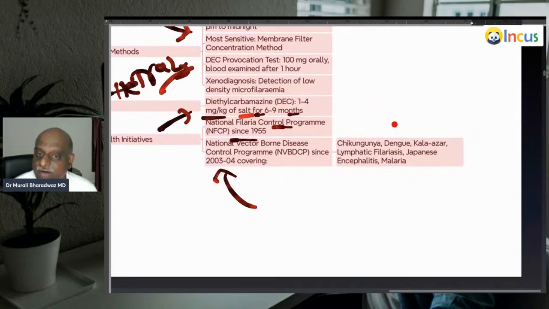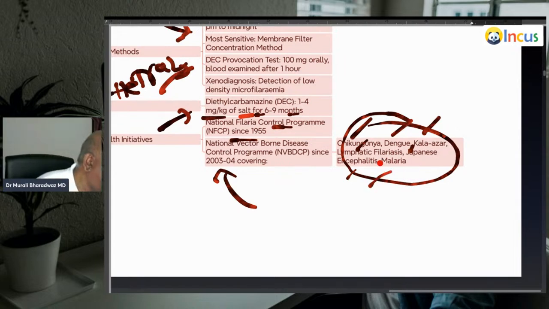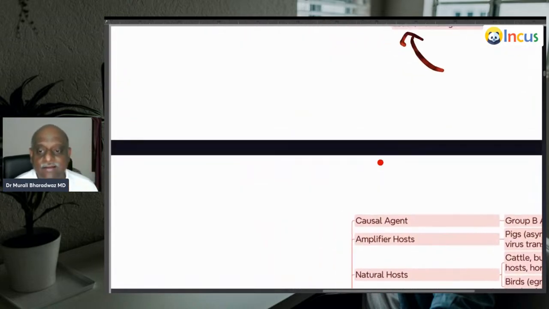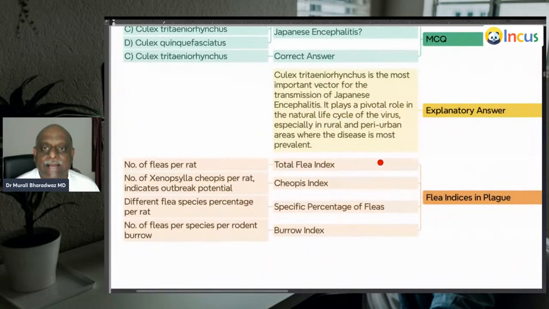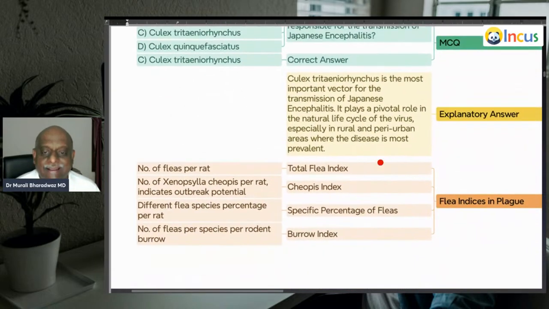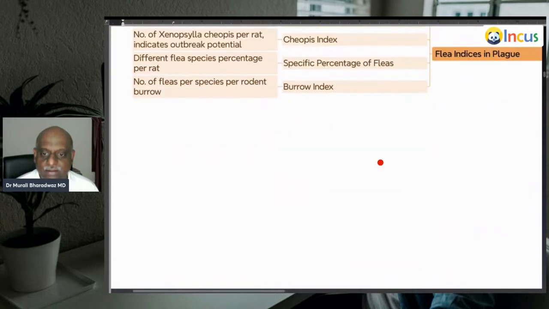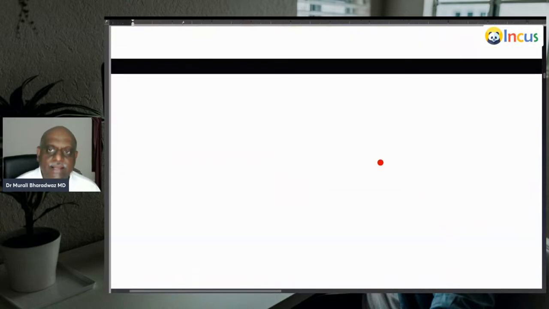And what are all covered under NVBDCP? Chikungunya, dengue, kala azar, lymphatic filariasis, Japanese encephalitis, and malaria is what you need to remember. Which vector is responsible for the transmission of Japanese encephalitis? Culex tritaeniorhynchus is the one. Then I leave all this literature.